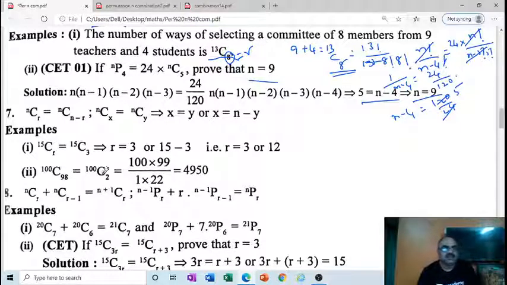100C98 equals 100C2. C98 equals 100C2. 100C98 equals 100C2. We need to find the value of this combination.